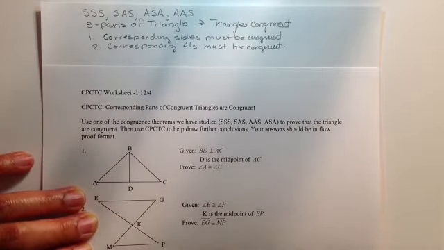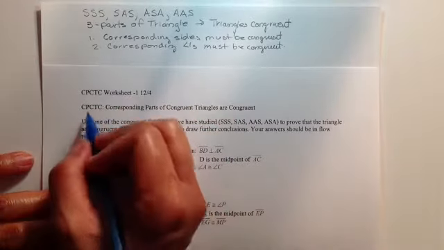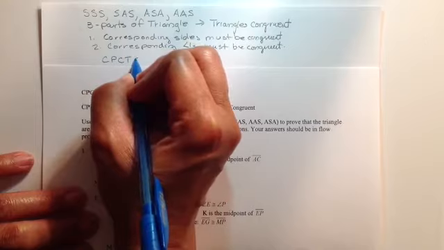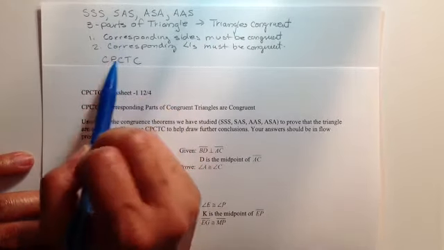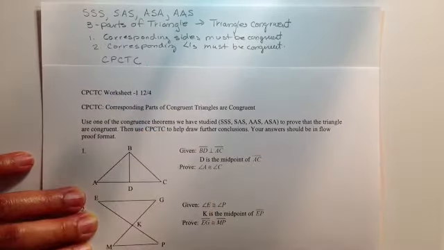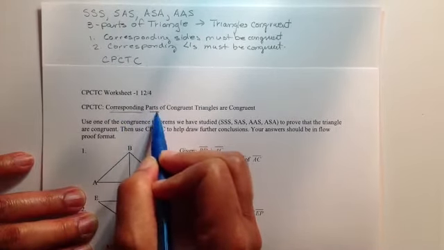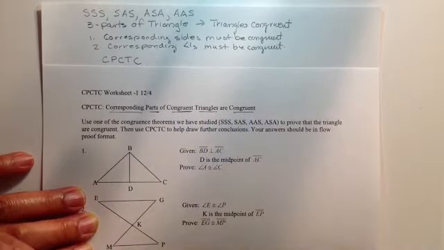So, really what the term CPCTC does is summarize this fact into this little acronym. So, if we know triangles are congruent, we also know that the corresponding parts of congruent triangles are congruent.